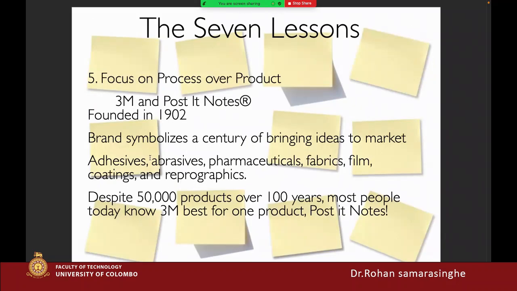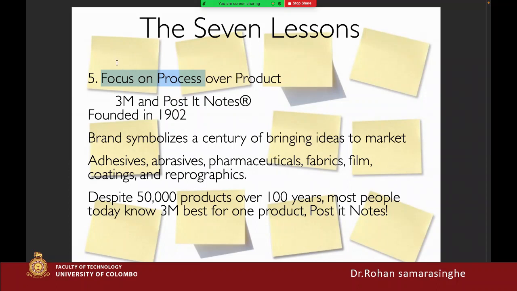Next, I will introduce the next lesson: focus on process over the product. Focus on process over the product. This is very, very important. Focus on the process. The final product is also very important, but focus on the process. You know that 3M and the post-it notes. You can see these yellow post-it notes.